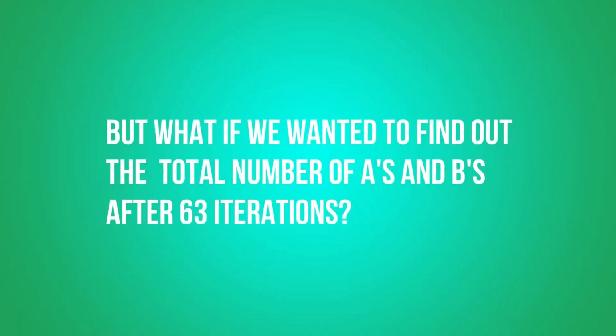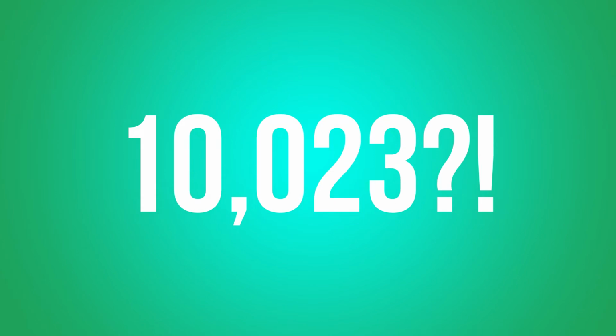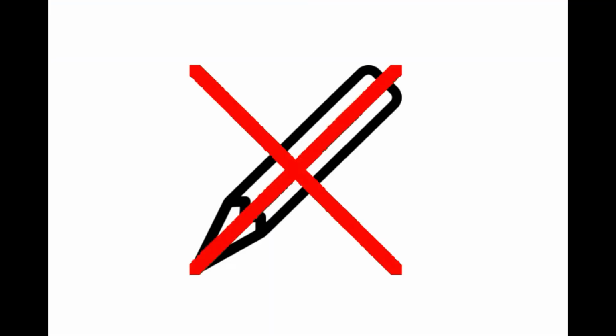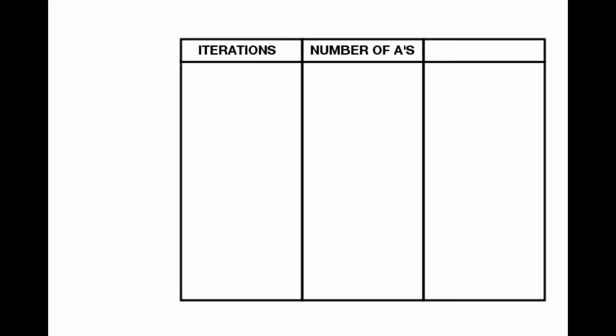But what if we wanted to find out the total number of A's and B's after 63 iterations? How about 123 or 10,023? Drawing the pattern would take too much time, so let's try to show it in a different way. This chart shows iterations and their total number of A's and B's.